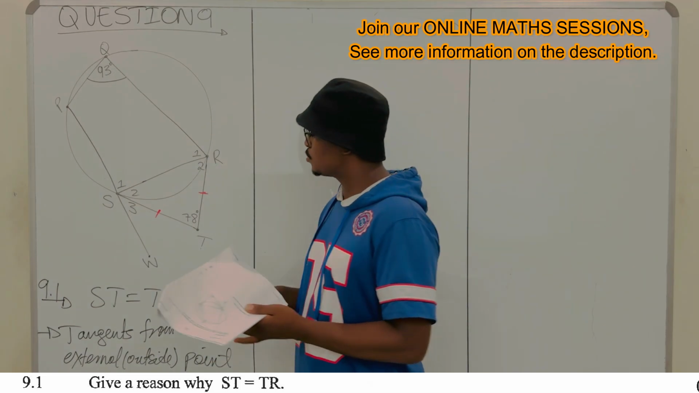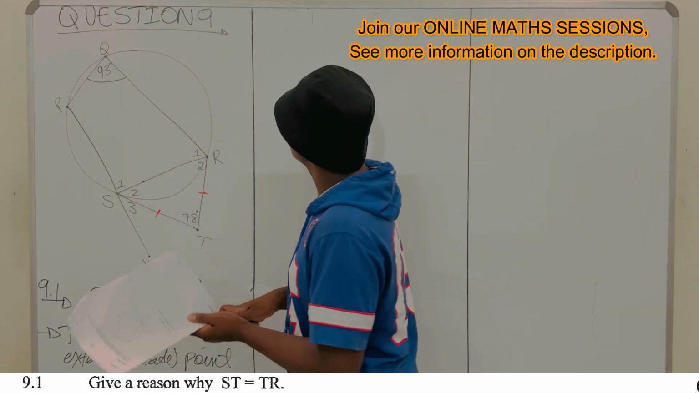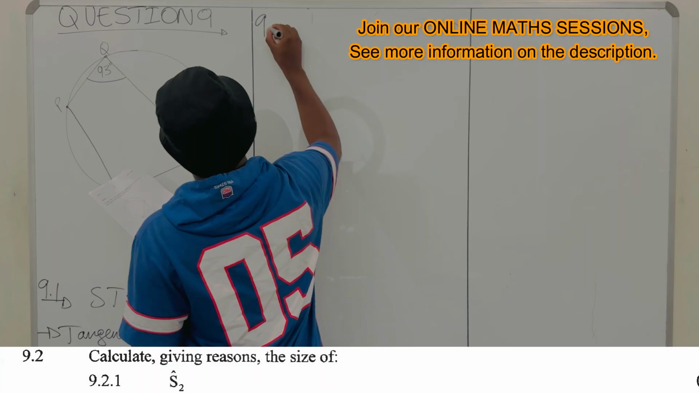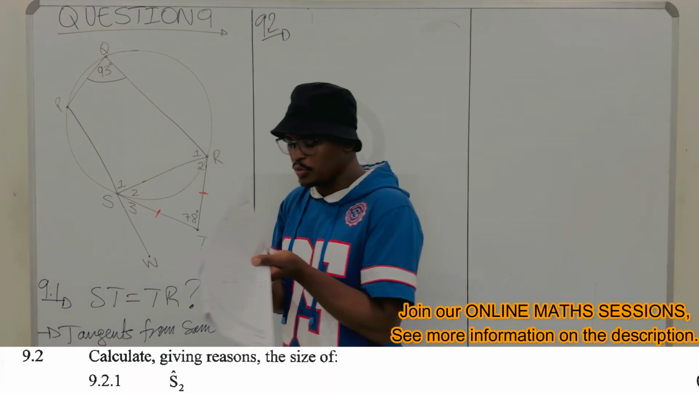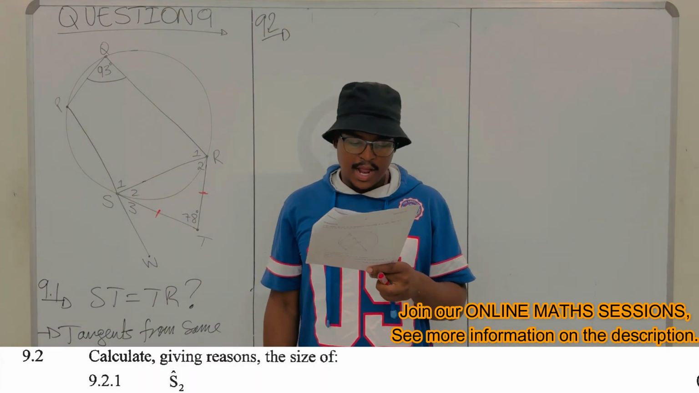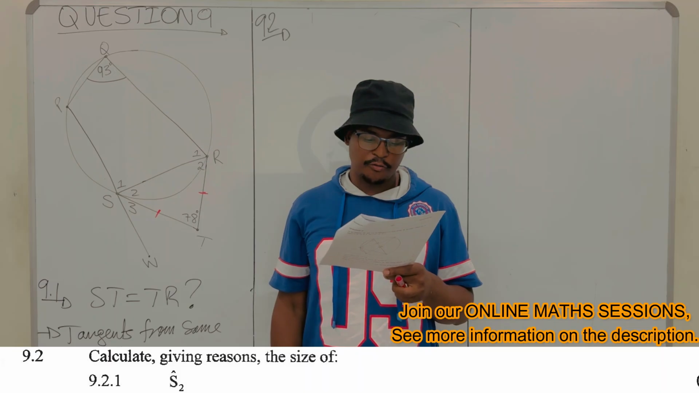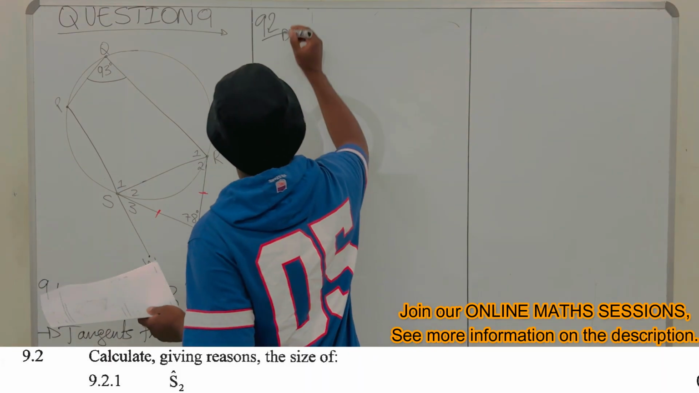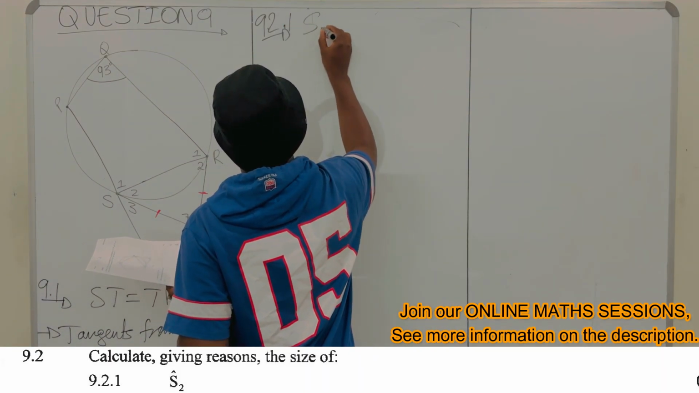So we move to the next question, which is 9.2. What are they saying in 9.2? At 9.2, they are saying, calculate, giving reasons, the size of angle S2. So at 9.2.1, they want the size of angle S2.